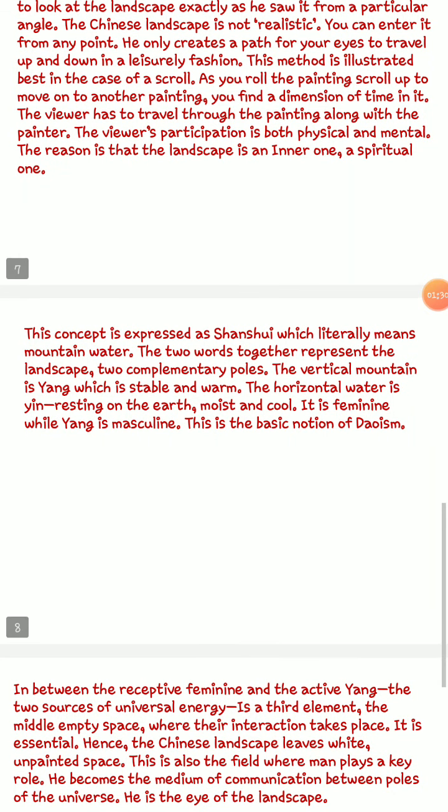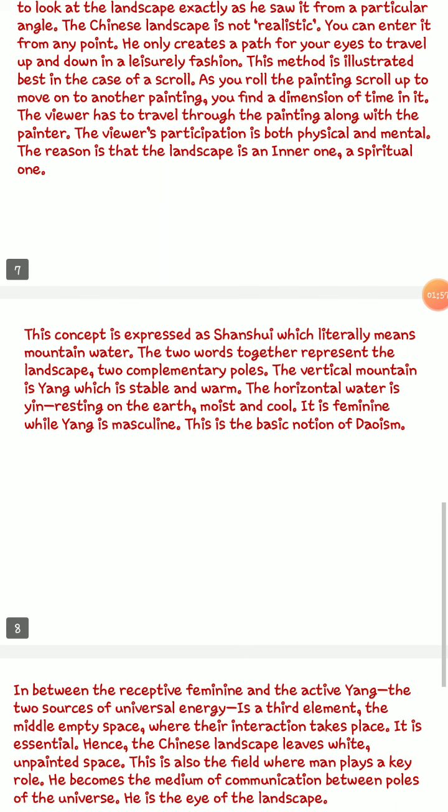This particular concept of San Shui actually means mountain water. Literally, it means mountain water. The two words represent the landscape, two complementary poles. The vertical mountain is yang, which is stable and warm, and it is masculine. The horizontal water is yin, that is feminine, resting on the earth, moist and cool.